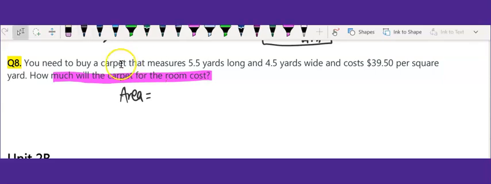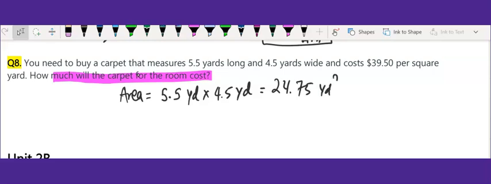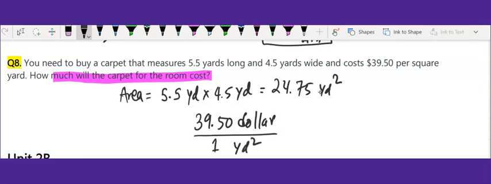Since this is a rectangular carpet, the area is going to be length times width, 5.5 yards times 4.5 yards. If you multiply, it gives you 24.75 square yards. So that's how much area you want to put carpet on. So what's the cost? The cost is going to be $39.50 per square yard. In other words, for 1 square yard it costs $39.50. So how many square yards do we want to put the carpet on? 24.75. So 24.75 square yards, how much does it cost?